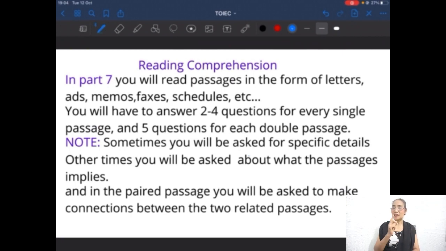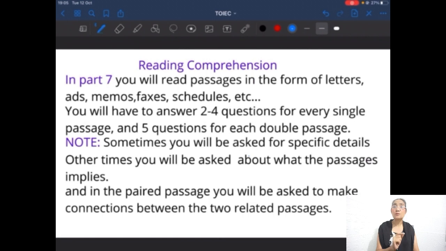Okay, first, this is what you have to know, and it is very important to know about this part. In this part, you will read passages in the form of letters, ads, memos, faxes, schedules, etc. You will have to answer 2 to 4 questions for every single passage, and 5 questions for each double passage. Note, you have to remember this.